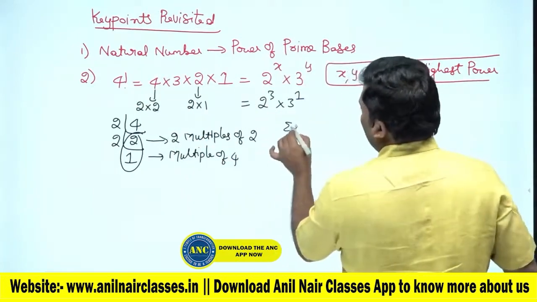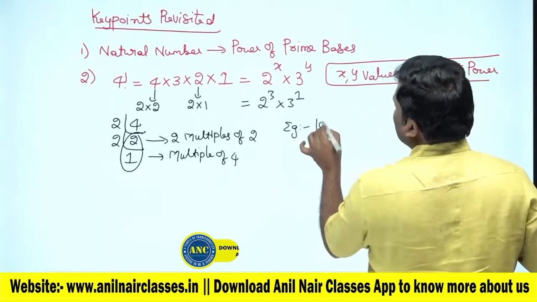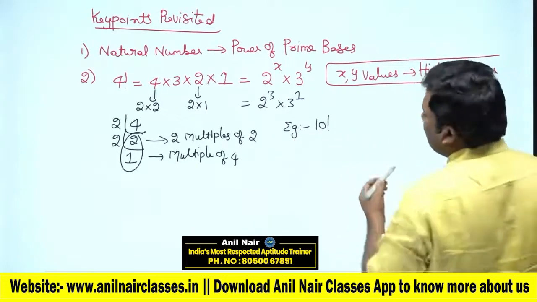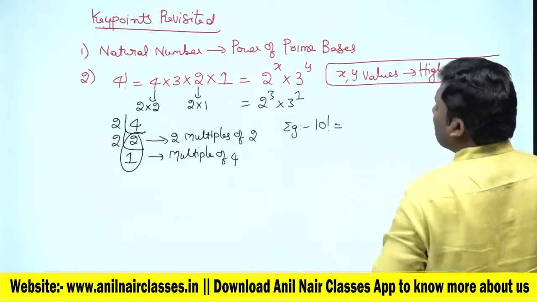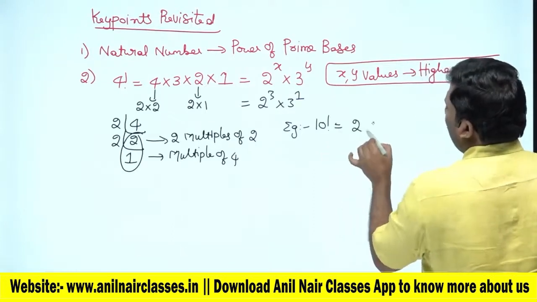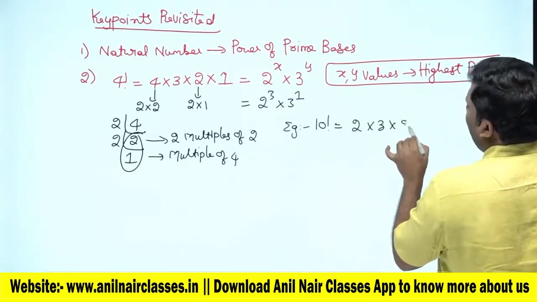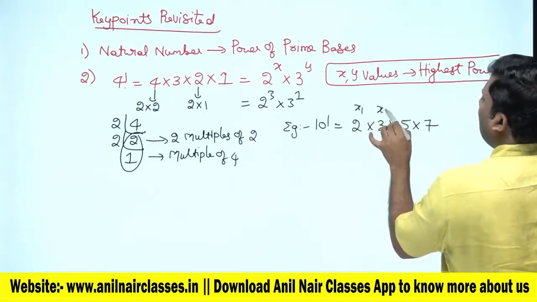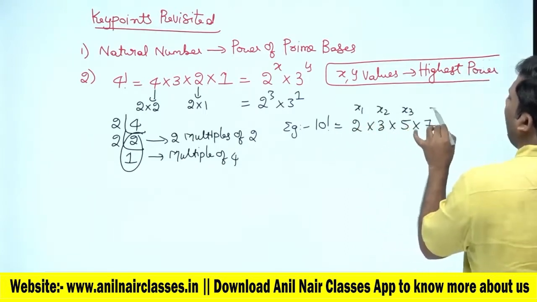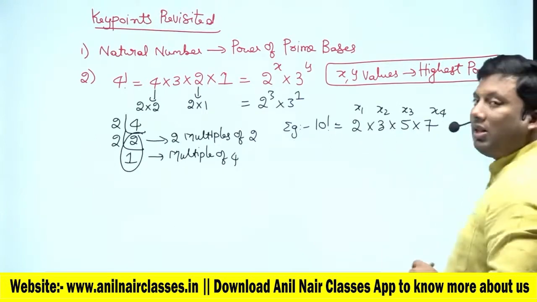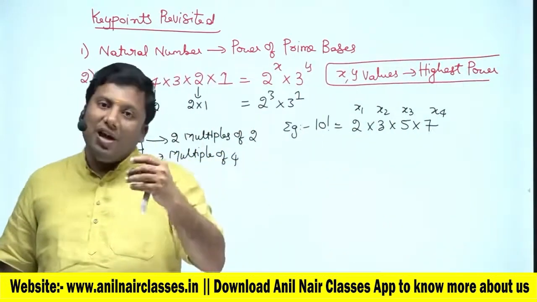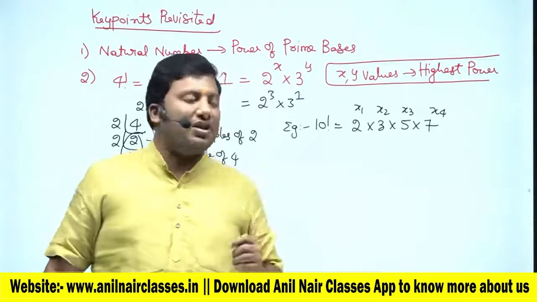Another example: if it is 10 factorial, what are all the prime numbers from 1 to 10? Prime numbers from 1 to 10 will be 2, 3, 5 and 7. So it is x1, x2, x3 and x4. So it is 2 power something, 3 power something, 5 power something and 7 power something.